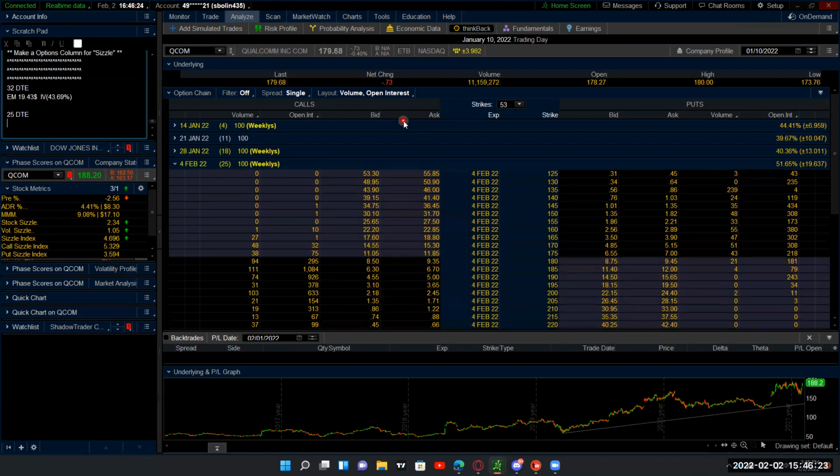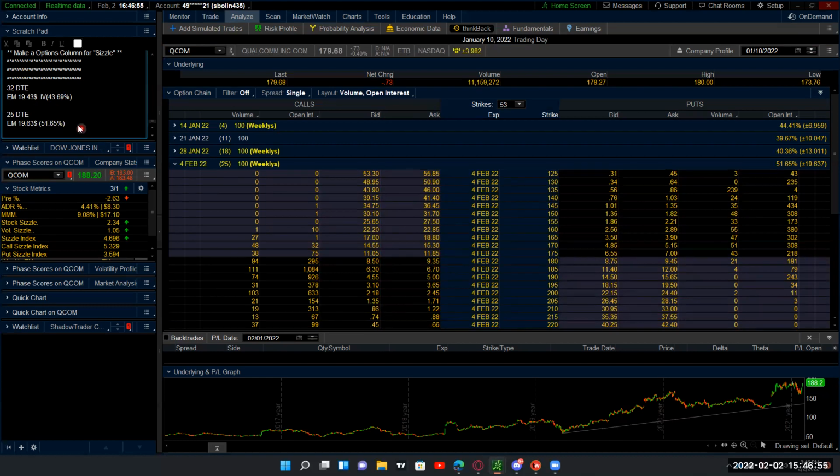We have an expected move of $19.63. And that's an IV of 51.65%. So what this is telling us is that the implied volatility increased almost 10 points and the expected move didn't move. Wait, what?